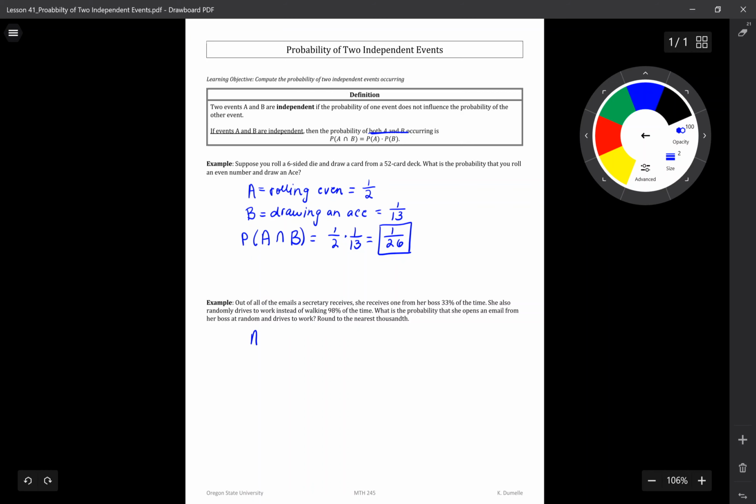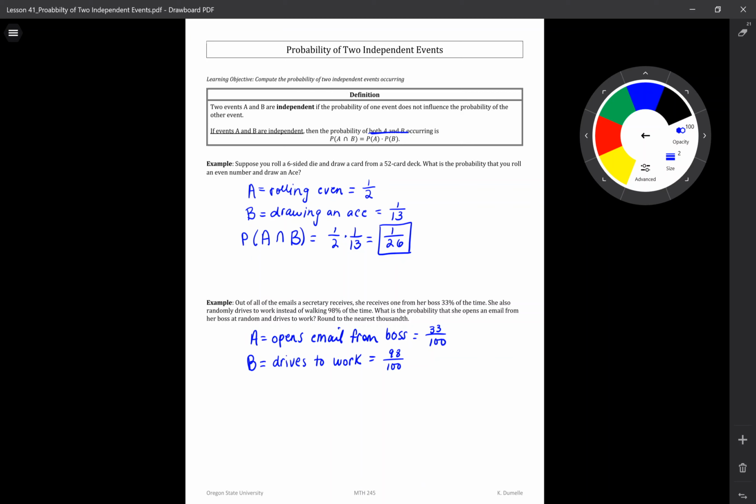So I call A opens an email from her boss, and the probability of this is 33 out of 100. And I'm going to call event B drives to work, and this is 98 out of 100.